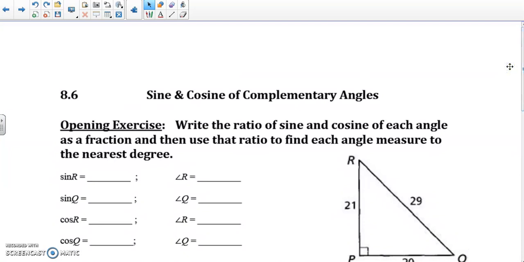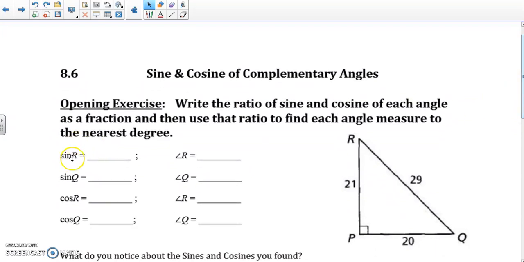So the opening exercise, I'm going to have you do this on your own, so you can pause the video in just a second. I want you to write the ratio of the sine and cosine of each angle as a fraction. And actually, I just want you to do one of them at first, and then we'll regroup together and talk. So I want you to do just these two first. So just fill in these two blanks. So go ahead and pause, try those out, and then we'll talk about what we find.